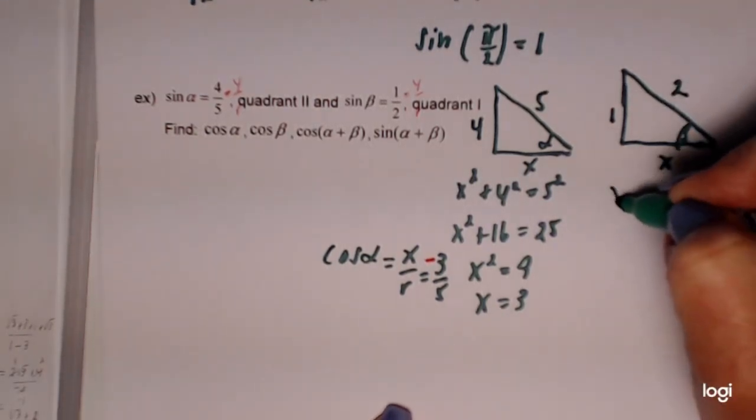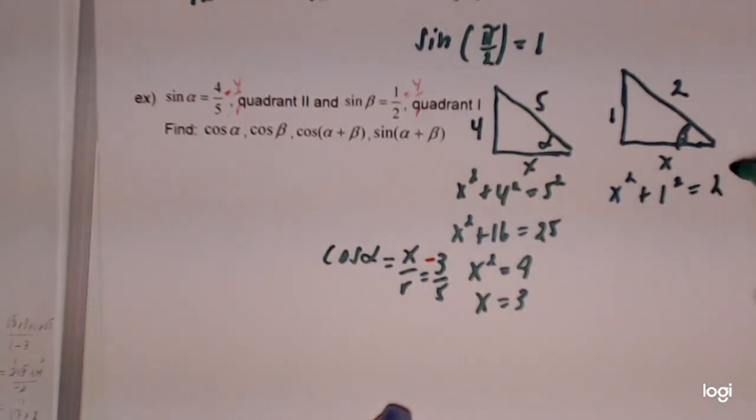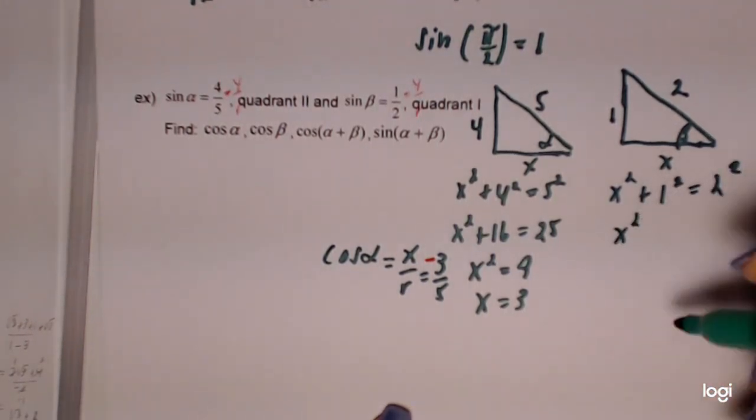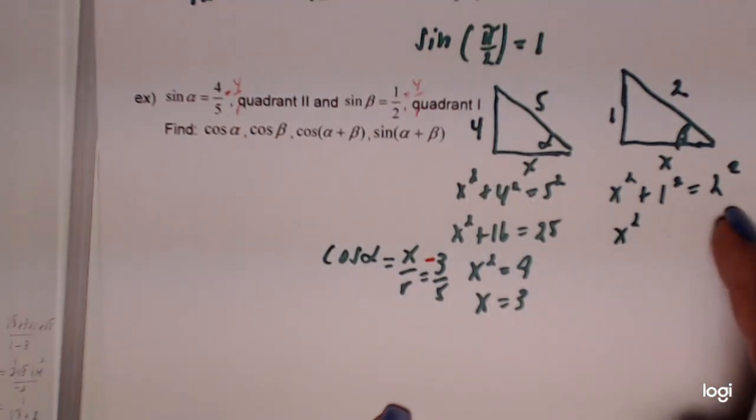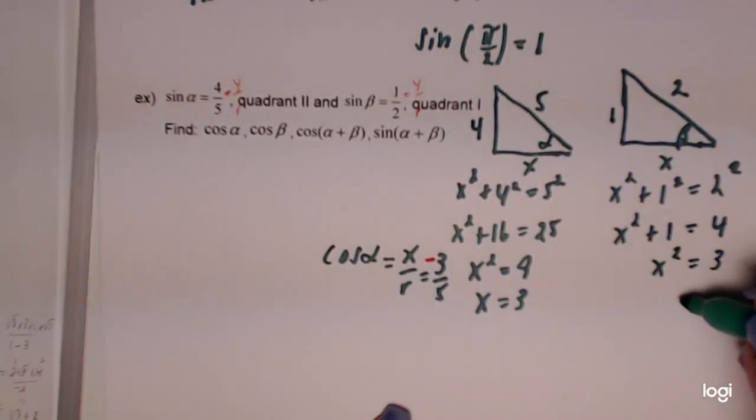So again, we'll use the Pythagorean theorem to help us find it. And so we have x squared plus 1 squared equals 2 squared. X squared plus 1 is equal to 4. Subtract 1 from both sides. We have x squared equals 3. Taking the square root of both sides, we have x is equal to the square root of 3.